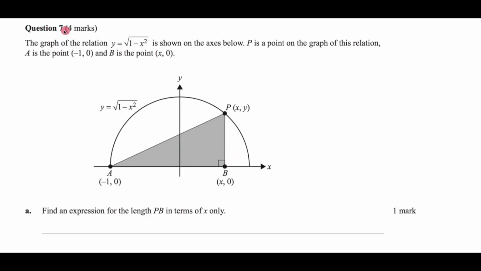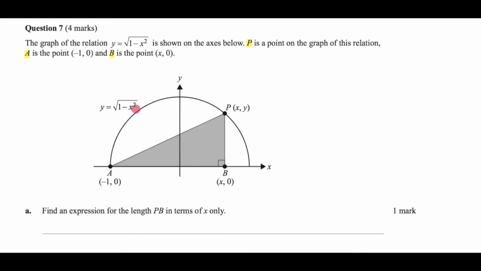We are working through question 7, so let's begin by giving it a read. It says the graph of the relation y equals the square root of 1 minus x squared is shown on the axes below. P is a point on the graph of this relation, A is the point (-1, 0), and B is the point (x, 0).